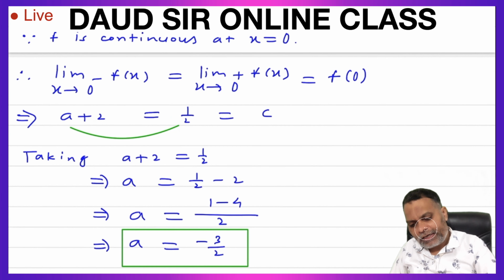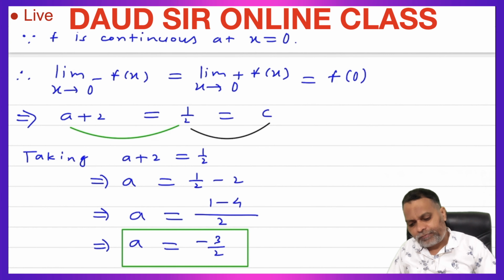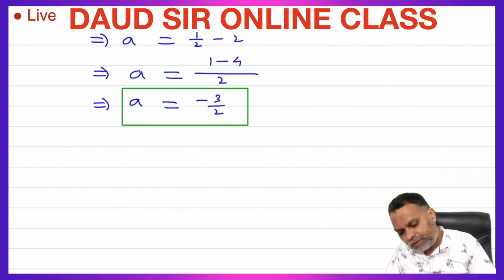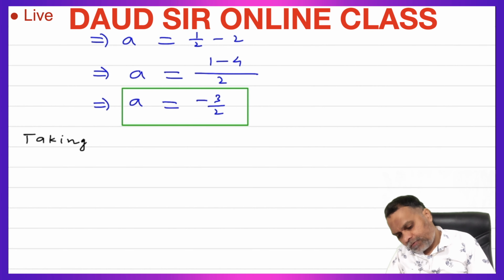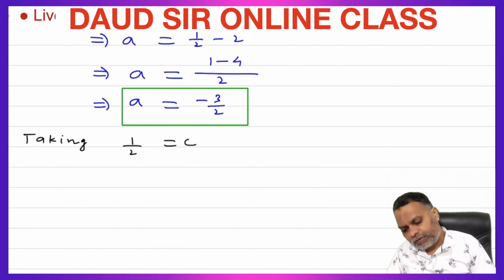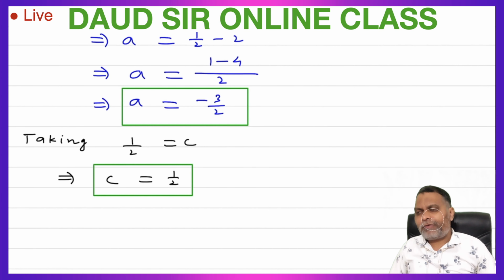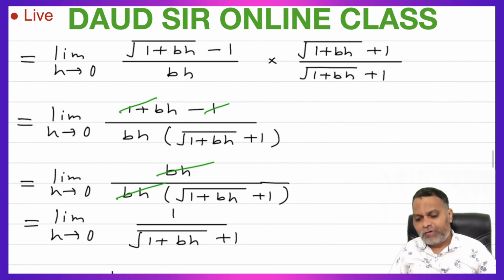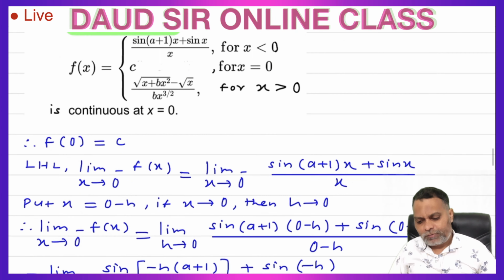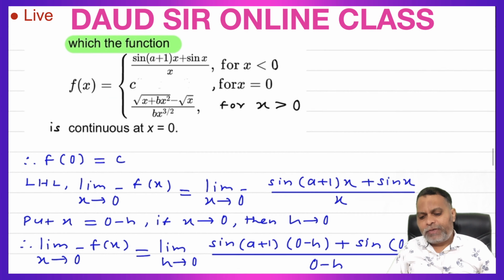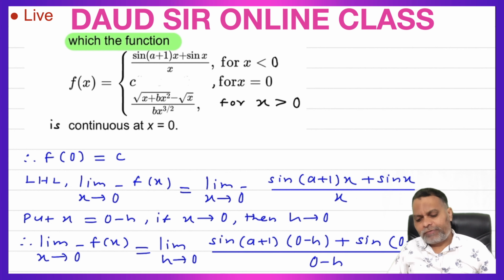And taking this 1 upon 2 is equal to c, so c is equal to 1 upon 2. Now we have got the value of a and c. Now the value of b is remaining. So how we can calculate this value of b?